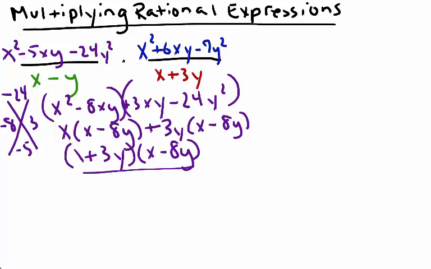If I look at the denominator of my first rational expression, x minus y, here in green, that can't be factored, so we leave it the way it is.